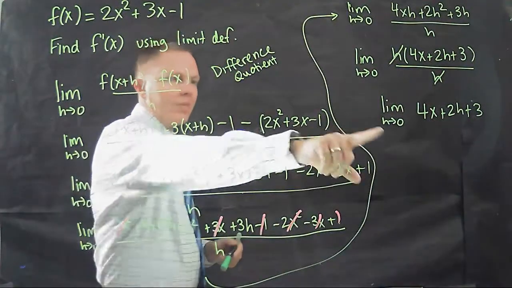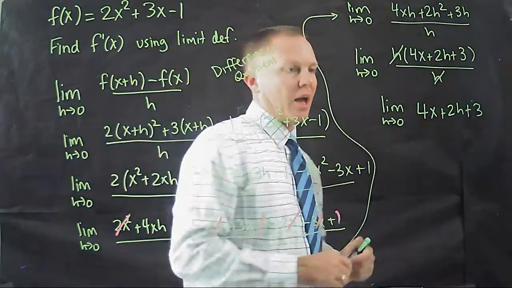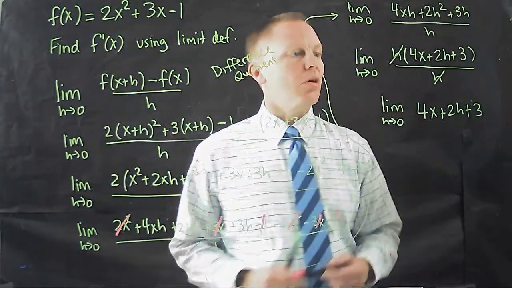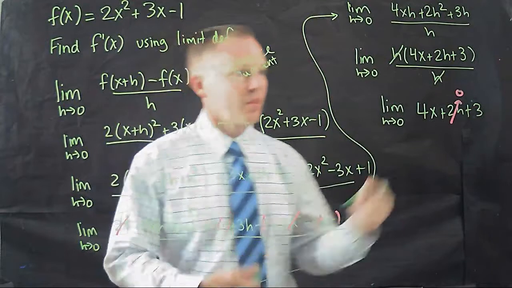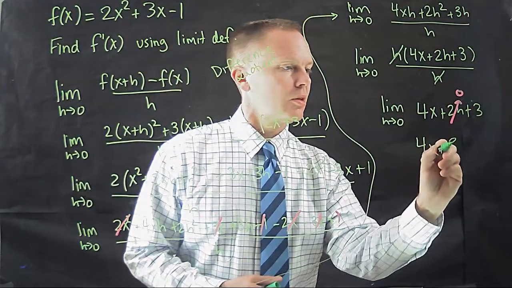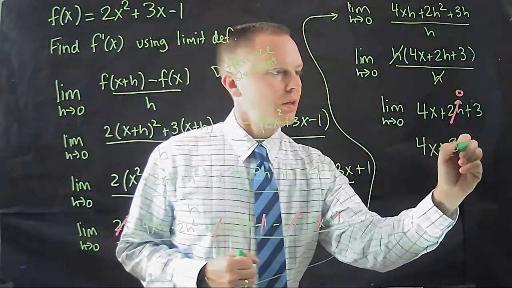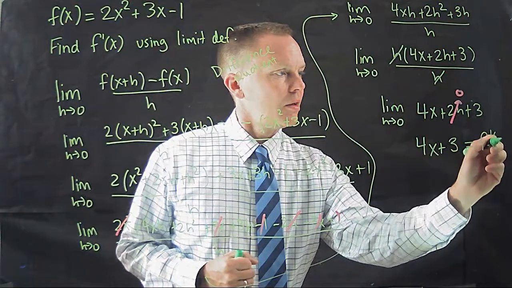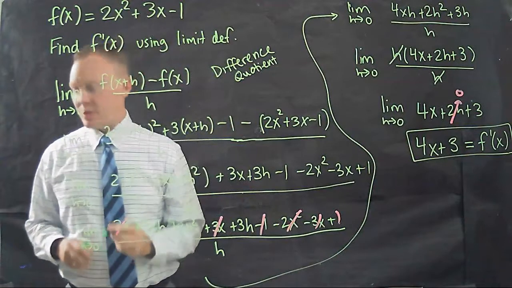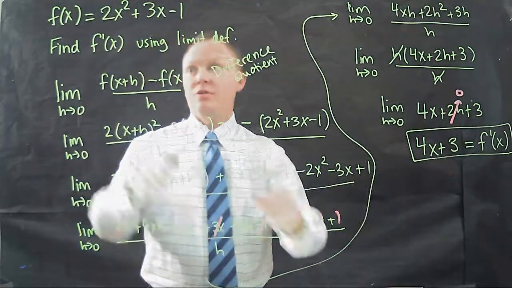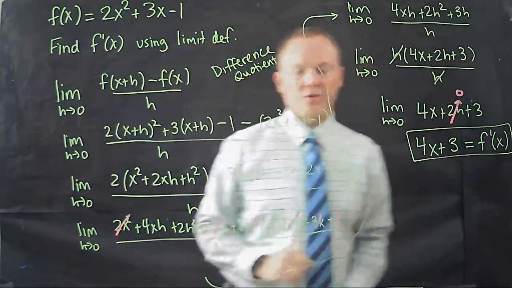Okay, so all of this horrendous looking mess ends up just becoming this limit. And I can make h go to 0 on that real simply, because nothing bad happens. If h approaches 0, that would approach 0 right there, and what are you left with? 4x plus 3. Okay? And friends, this is equal to f prime of x, the derivative function for this function that we started with. His derivative function is 4x plus 3.